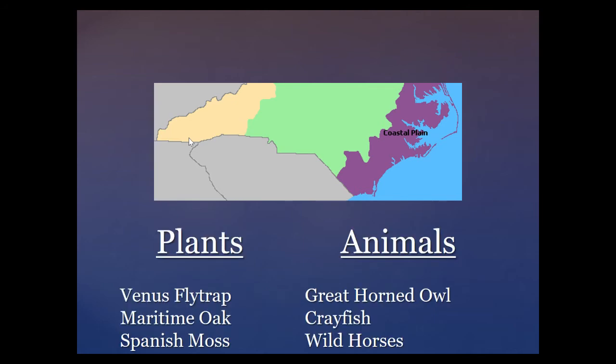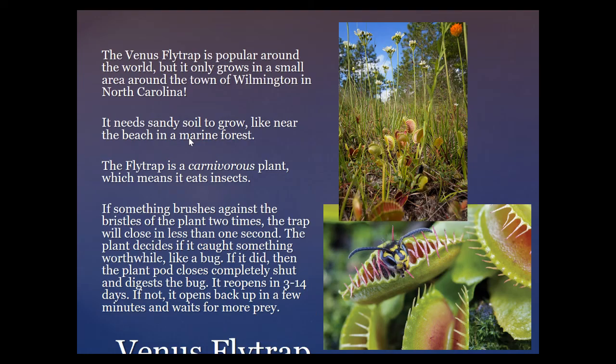So, today we're going to talk about the Venus flytrap. We're going to talk about the maritime oak tree. And we're going to talk about Spanish moss. And then tomorrow, we're going to learn about the three animals from the coastal plains, the great horned owl, which we already know a little bit about, crayfish, and wild horses. So let's get started learning about these plants.